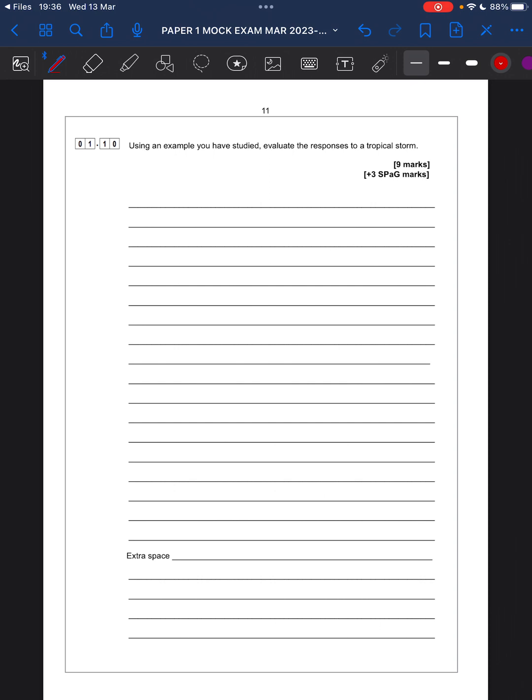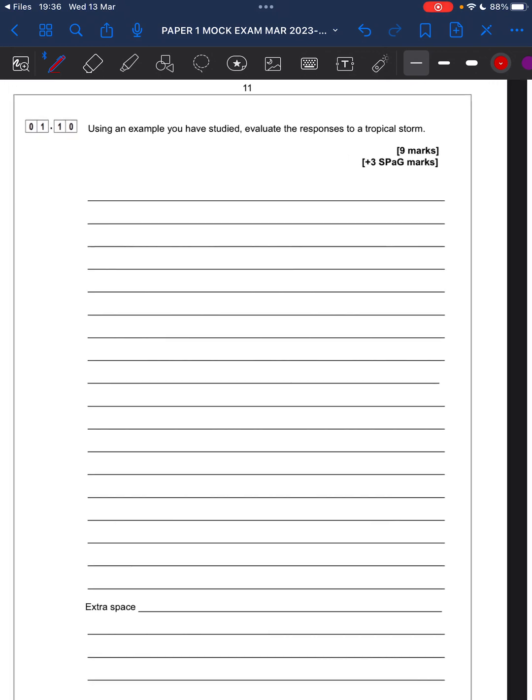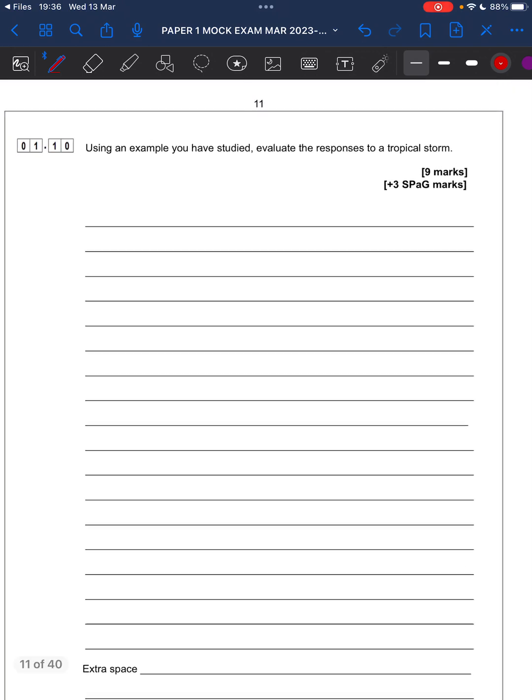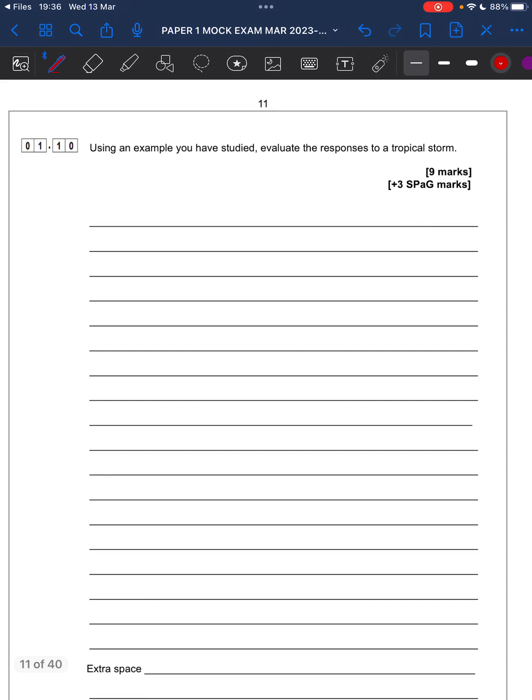Okay. So we have reached the high tariff 9-mark question with SPAG. But again, I don't want to spend too much time on this because I think sometimes there's a tendency to overcomplicate these. Using an example you have studied, evaluate the responses to a tropical storm. Right, so for my guys, this is Typhoon Haiyan. Might be something different for you.